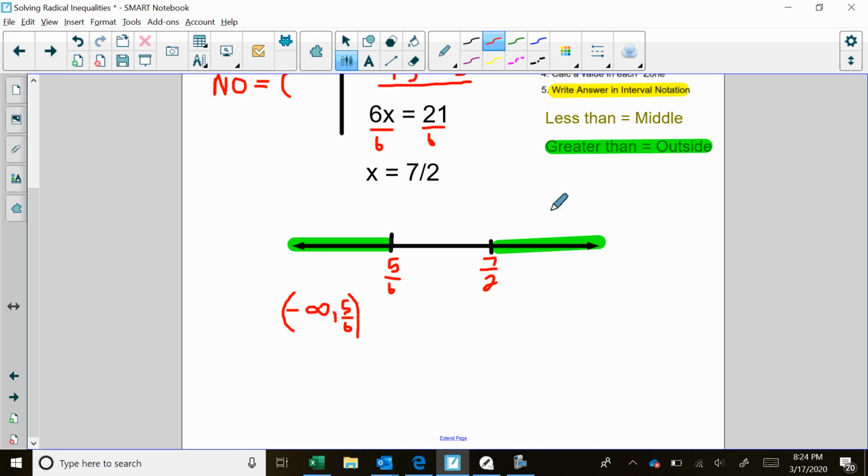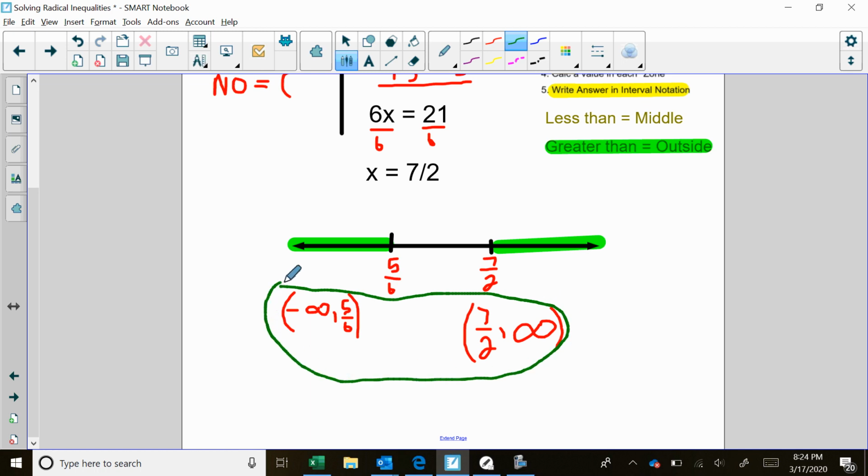Second part of the answer is over here. 7 halves. And where is this one going? That's going to infinity. So there's infinity. 7 halves, if you look up at the top, is also a parentheses. Infinity always gets a parentheses. So there's our answer. Both of these intervals become our answer.